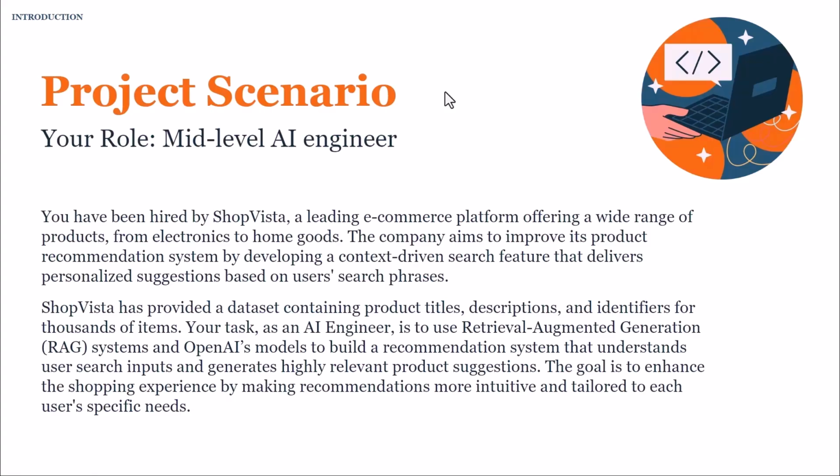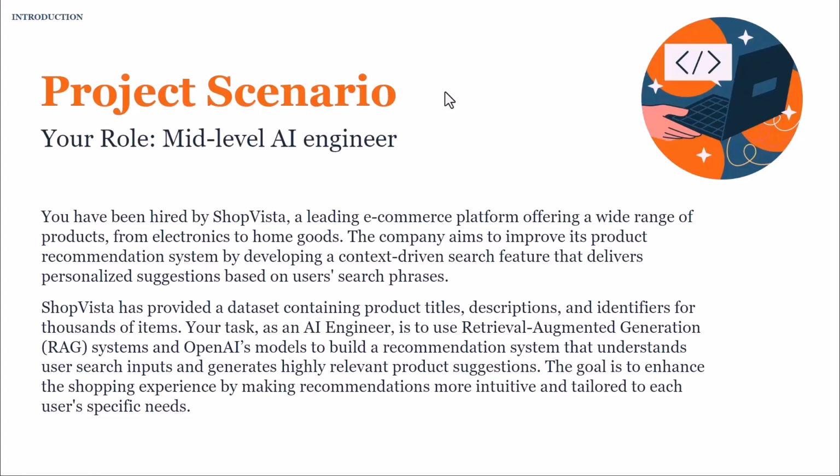The company aims to improve its product recommendation system by developing a context-driven search feature that delivers personalized suggestions based on users' search phrases. ShopVista has provided a dataset containing product titles, descriptions, and identifiers of thousands of items.